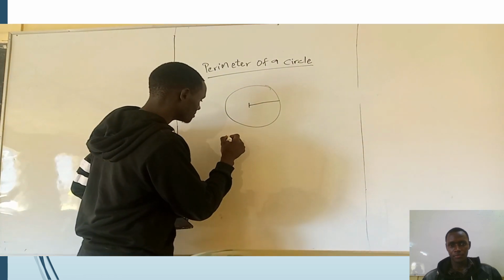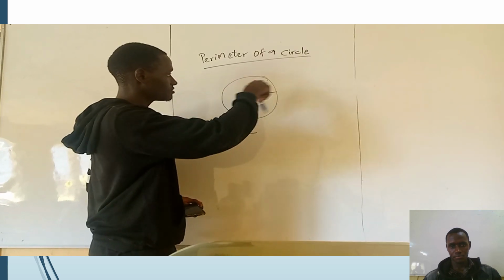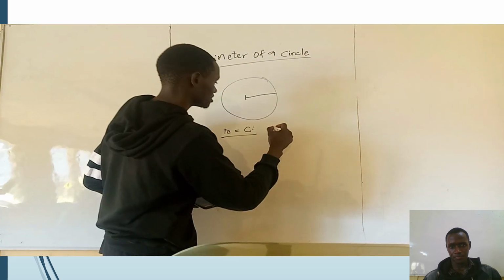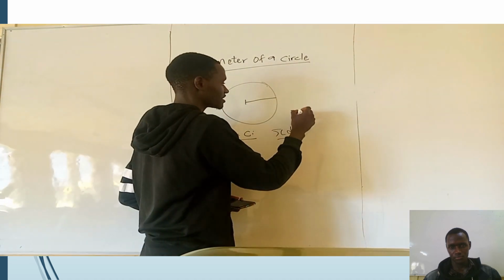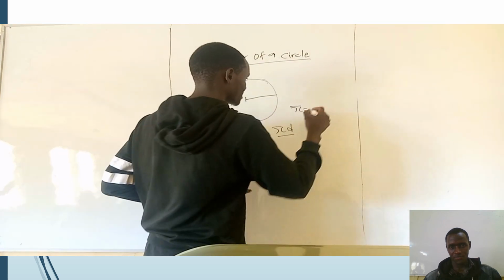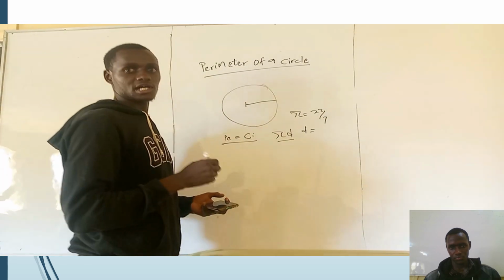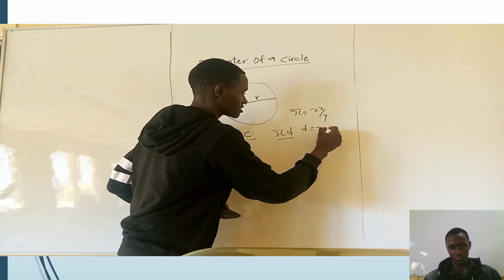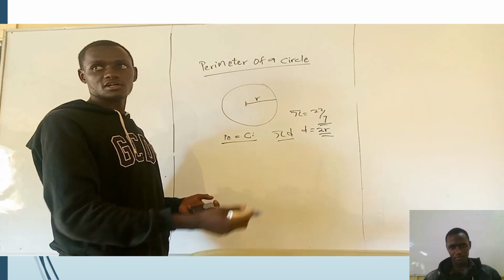So perimeter is equal to circumference. In the same definition, this is the measure of the circle, that is why it is called circumference. Okay? The circumference is equal to pi d, where pi is a given constant, which is 22/7. While d, if you are given a radius, d is equal to 2r. So with these two, you can calculate the circumference of a circle, also known as perimeter of a circle.